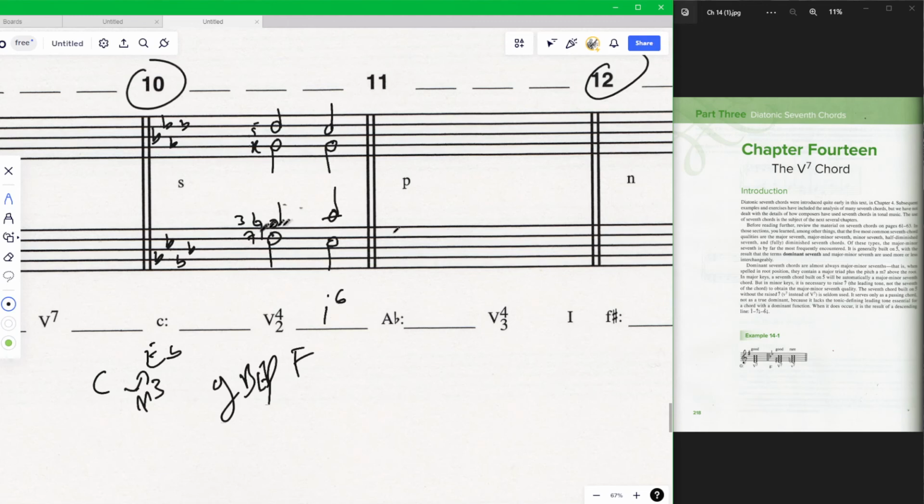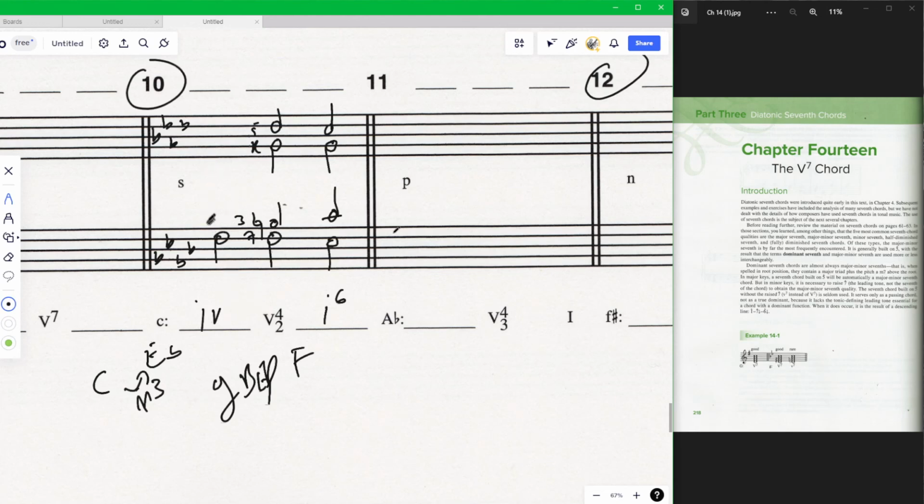Alright, and they want a suspension figure. Okay, so that means we're going to approach the 7th from the same pitch. An F. What has an F in it? A 4 chord in C minor. So let's go from a 4 chord. F, A, C, this is root position.